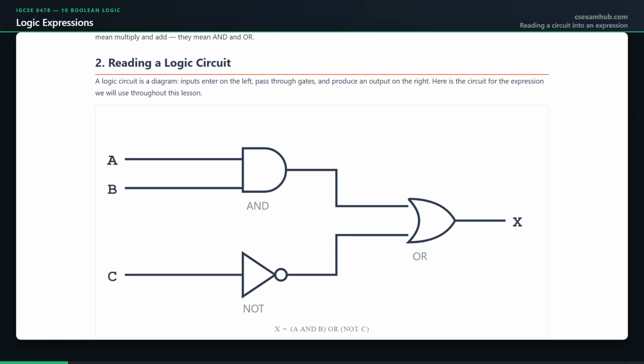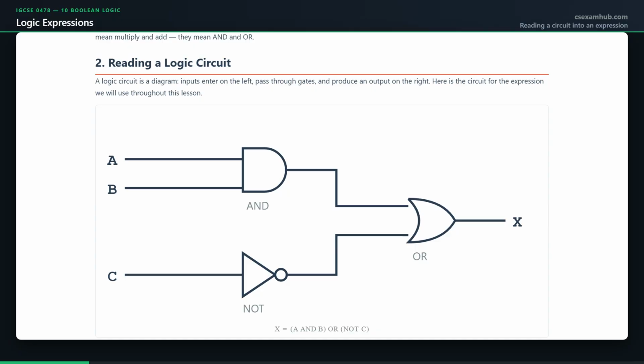Start with the circuit because it is the representation most exam questions are built around. Inputs enter on the left as labeled lines. They pass through gates and an output leaves on the right. This circuit has three inputs, A, B, and C, and three gates.